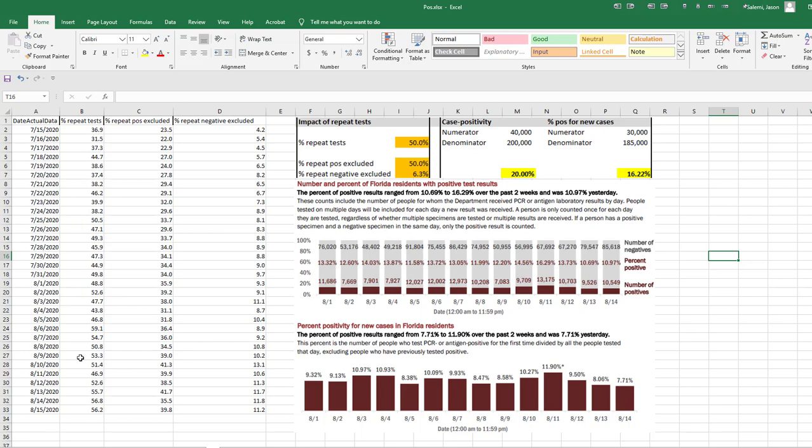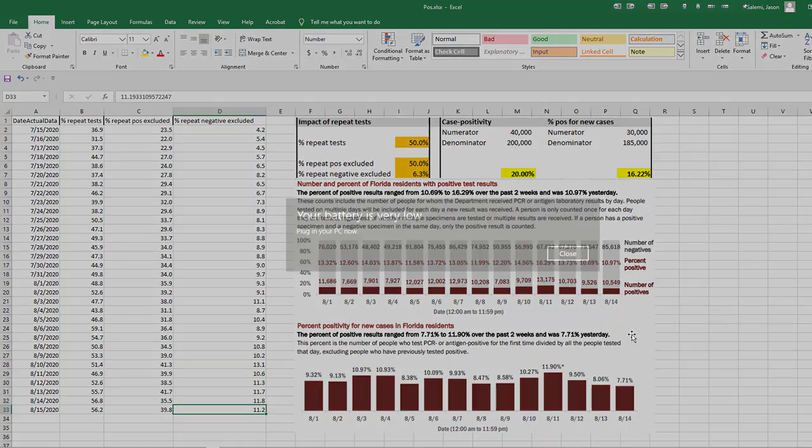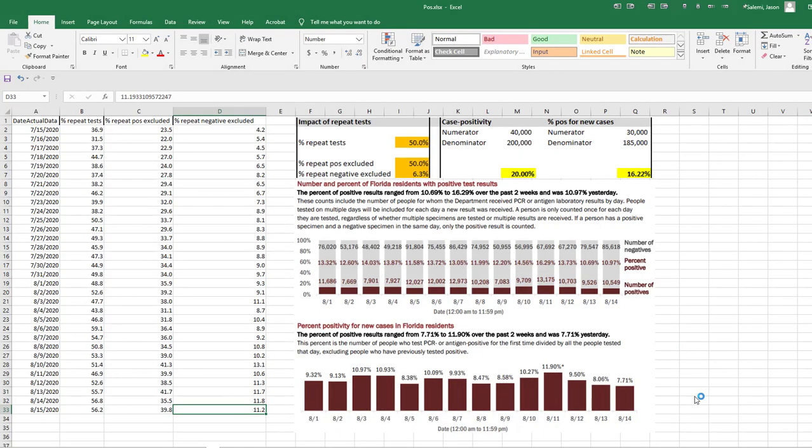This is actual data from Florida for the past month. You see we have over 50% who are repeat tests, and we have a tendency to throw out way more repeat positives than we do repeat negatives. That's just the way the data are playing out, which is why we tend to see the percent positivity for new cases lower than the case positivity rate. I hope this helps. You can go back, rewind. I know it's really dense information, but that's all I got today.